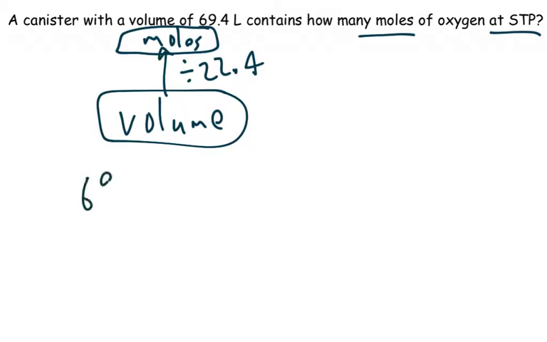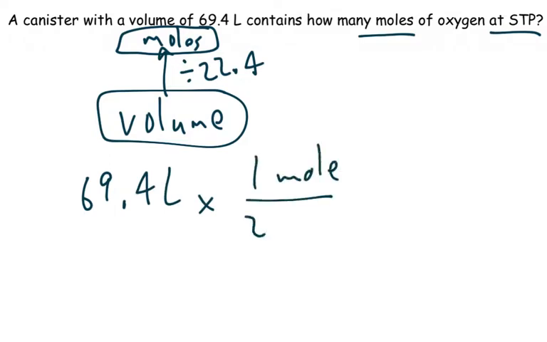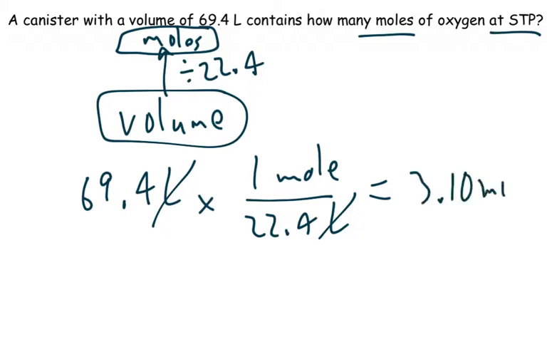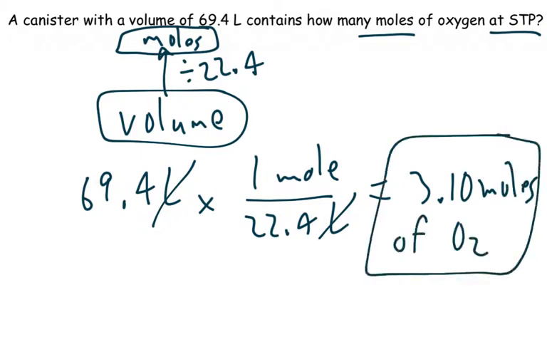So you've got 69.4 liters. This time, they're in 1 mole. We know that there are 22.4 liters. But if you look at the math, basically what we're doing here is dividing by 22.4, like it says in the flow chart. So 69.4 divided by 22.4, rounded to 3 significant figures, we're going to end up getting 3.10, and it'll be moles of oxygen gas. That will be our answer.